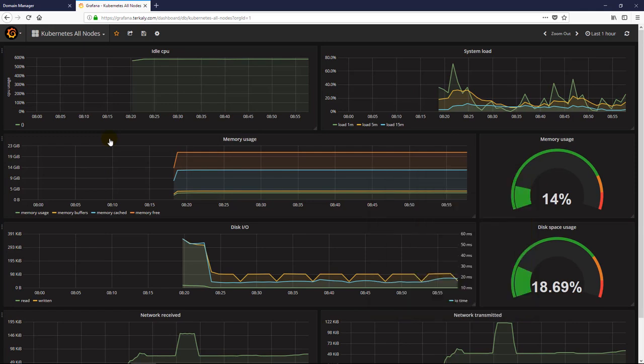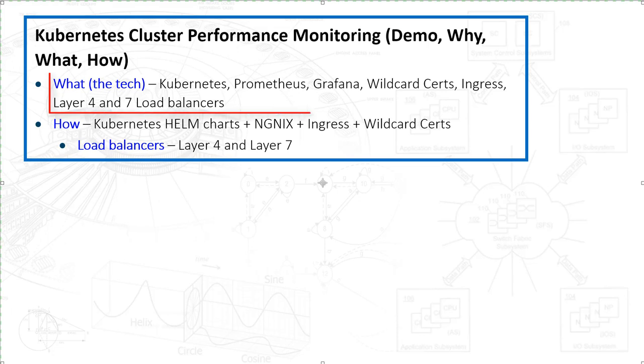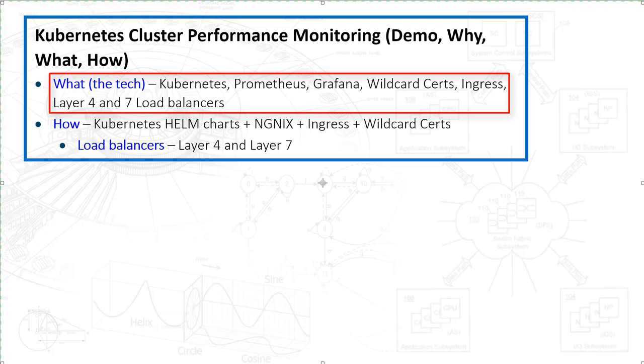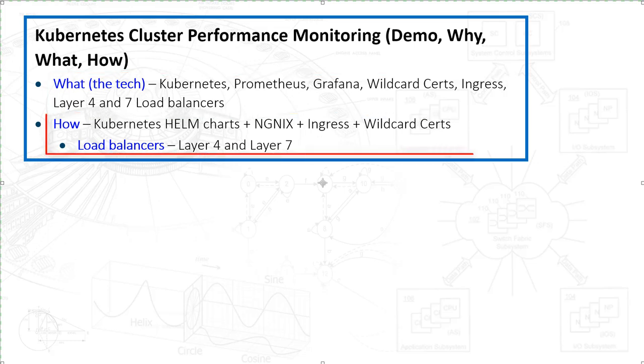So the technology stack here is pretty simple. We're going to be talking, of course, about Kubernetes, Prometheus, Grafana, but there's also the notion of wildcard certificates, ingress controllers, along with Nginx, Layer 4, and Layer 7 load balancers. Now the how here is pretty simple. We're going to basically leverage Helm along with some custom YAML files or manifest files for Nginx and the ingress controller. Now I'm assuming you saw my other video on wildcard certificates, easy to find.